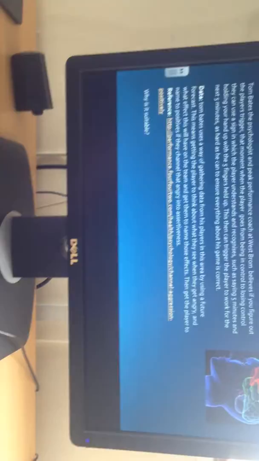This means getting the player to think about what they see when they get angry and what effect that will have on the team. If you lose control of that anger, if you let it build up and get the better of you, then your team is going to have negative effects. Because with you getting sent off for making a bad tackle, that then puts your team a player down.